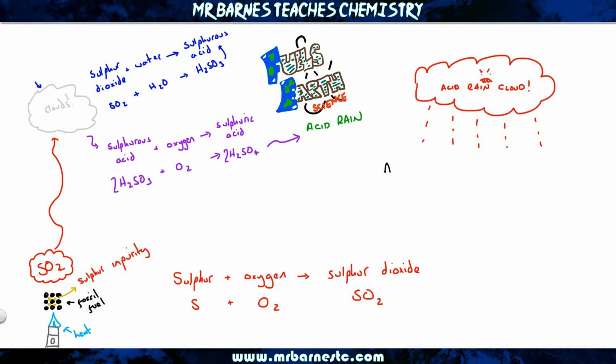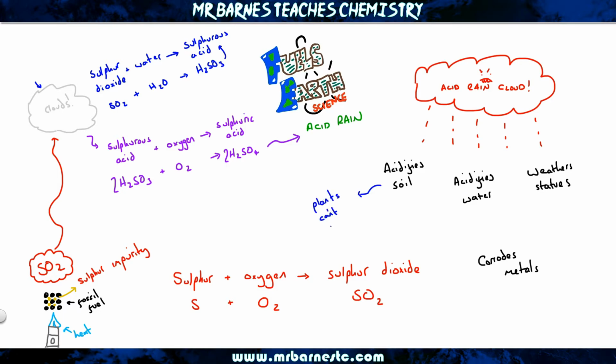So why is that a bad thing? You need to remember a few different things. It acidifies our soil, it acidifies lakes or water, and it weathers statues and corrodes metal. If we go into a bit more detail on that, when it acidifies the soil, it means the plants can't grow, they can't get the nutrients, they can't photosynthesize, so they stop growing. If it acidifies the water, the pH goes too low, so animals and plants can die from it. When it weathers your statues, it's particularly your limestone statues, calcium carbonate, and when it corrodes metals, in particular your iron.